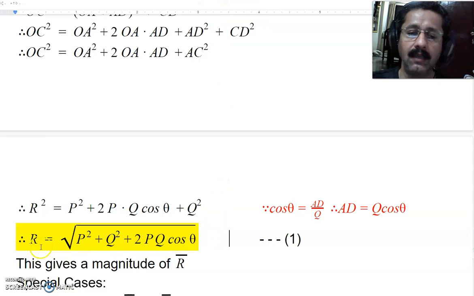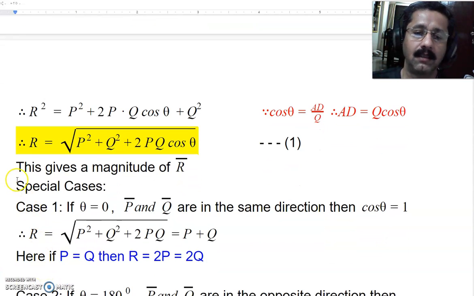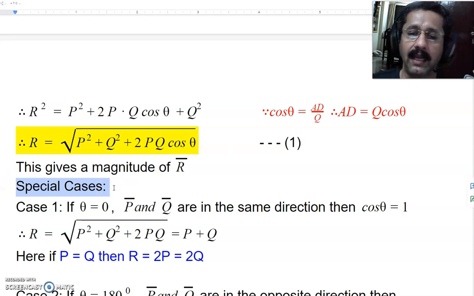And this is exactly what I wanted to find out, the magnitude of the resultant. On the right hand side, I find all the three things P, Q and theta are known to us, and you can then find the magnitude of R. So this equation gives me the magnitude of vector R. I would then go for finding out the direction of vector R, but before that I will go for its special cases.